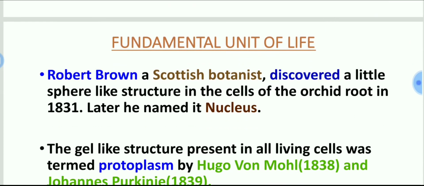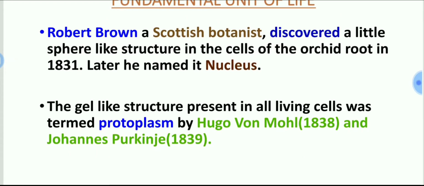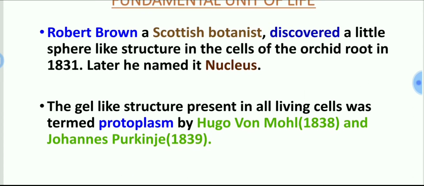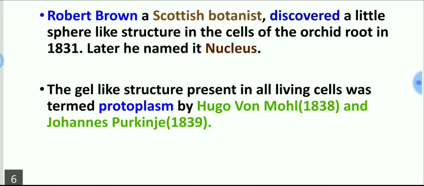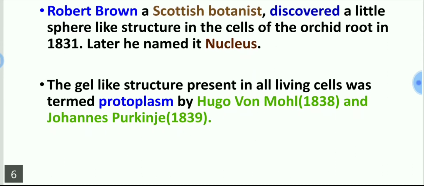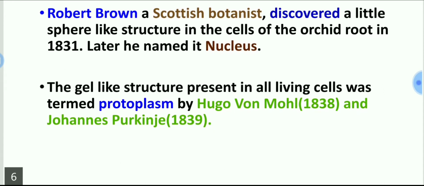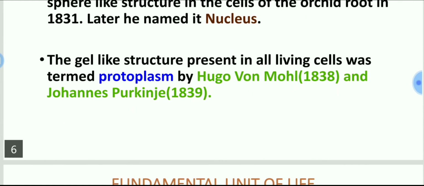Okay. Then after that, in 1831, Robert Brown, a Scottish botanist, discovered a little sphere-like structure in the cells of the orchid root. Later he named it the nucleus. So the nucleus was discovered by Robert Brown. And after the discovery of the nucleus, we can say there are two types of cells, prokaryotic and eukaryotic. But now this is the discovery phase.